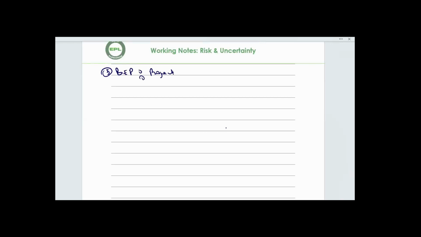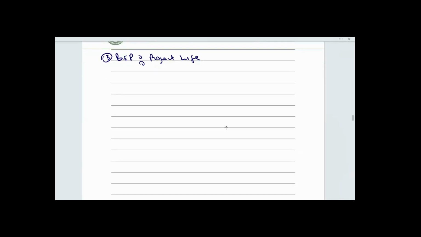Okay, to calculate break-even point of project life, I gave you 3 procedures. The first step, reduce the life of the project by 1. Step 2, calculate NPV of the reduced life. Step 3, then calculate the break-even point of project life. So in this case, the life of this project is 10 years. So when you reduce 10 years by 1, it will remain 9 years. Therefore, you are going to calculate NPV for 9 years.